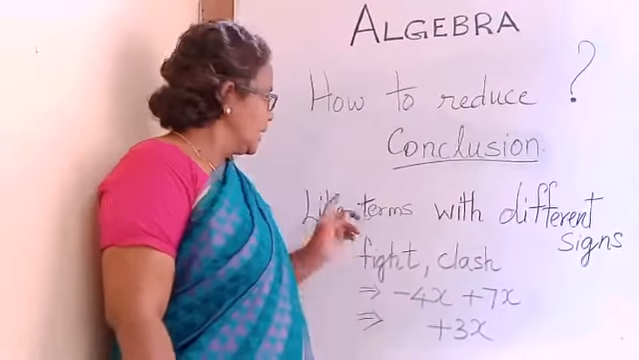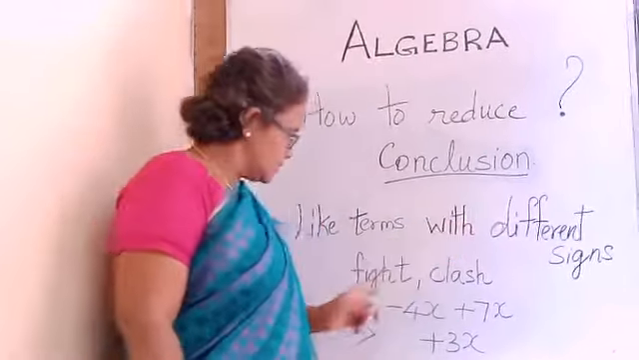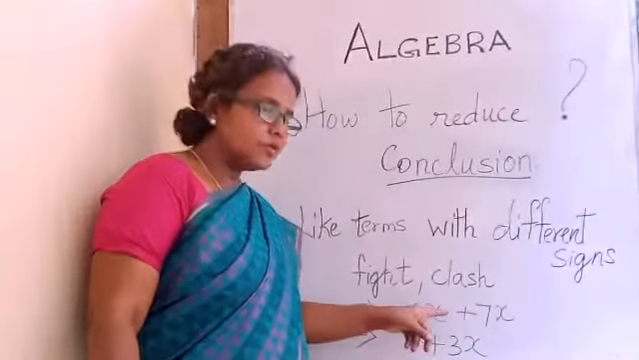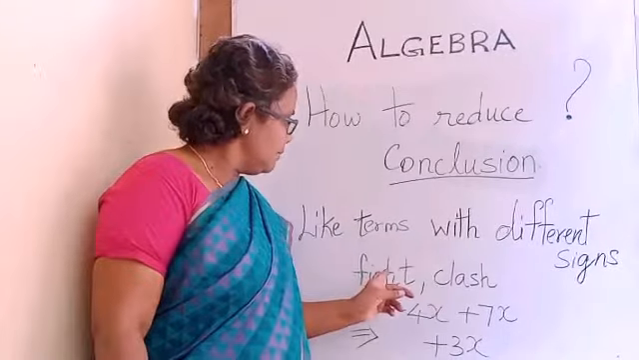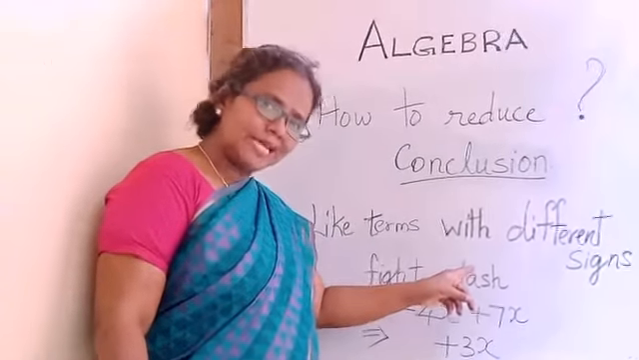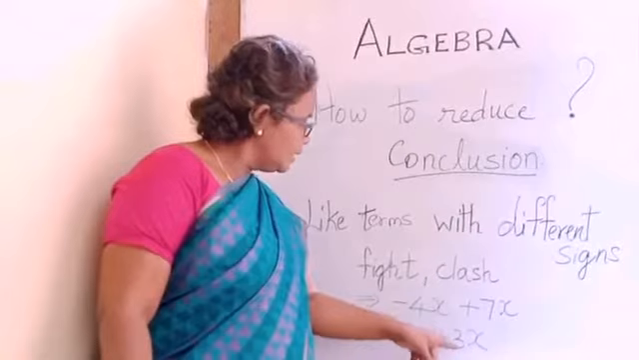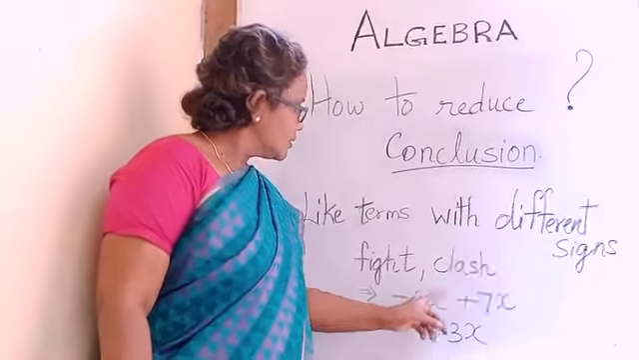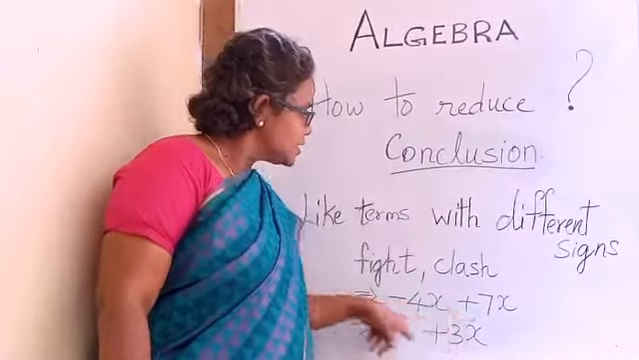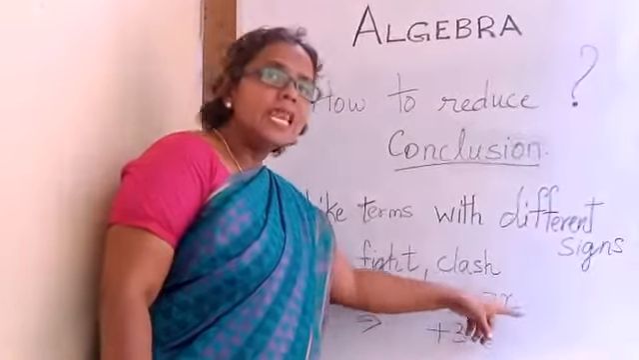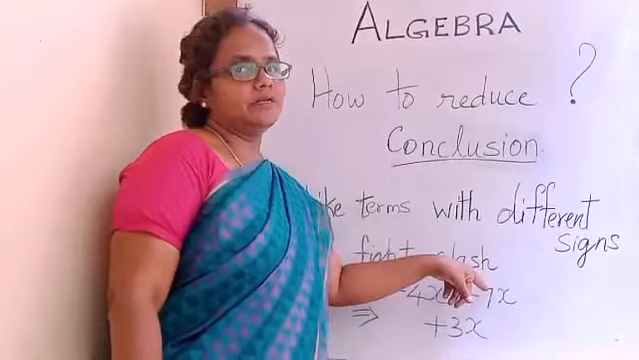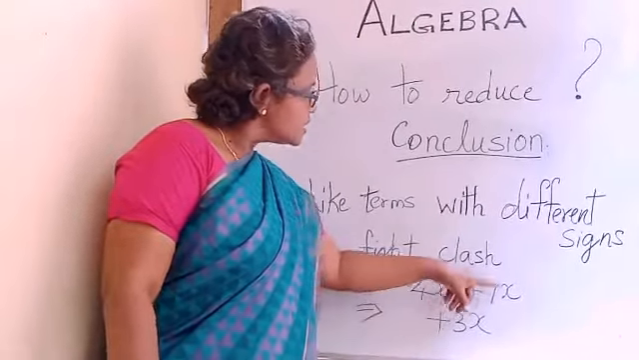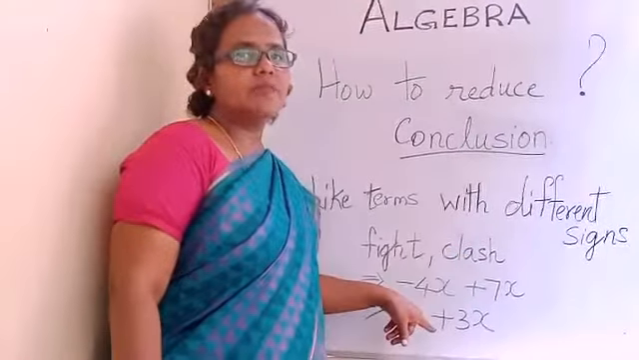So what about like terms with different signs? What happens? Both of them fight, or both of them clash together. And then after that, they get reduced to 3. And the sign of the particular result will be the sign of the largest numeral. So 7 is the largest numeral. So the result sign will be the sign of 7, which is nothing but plus.